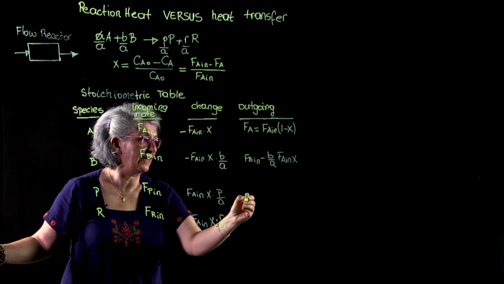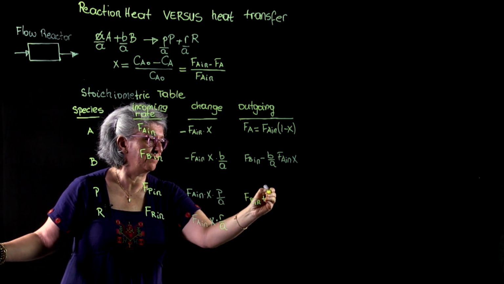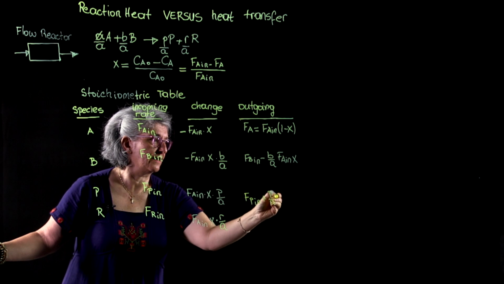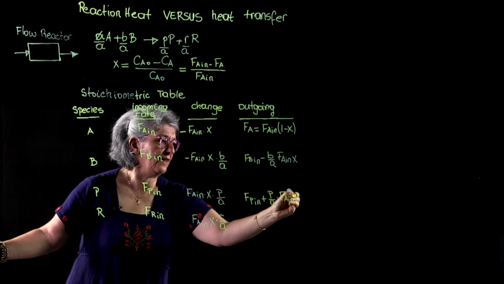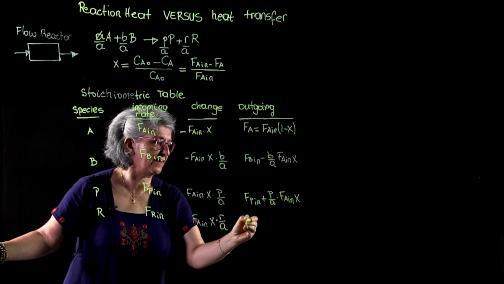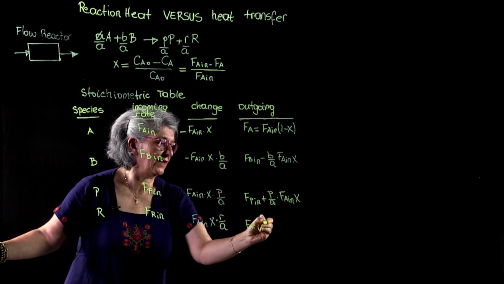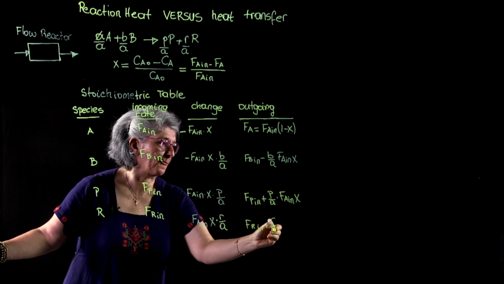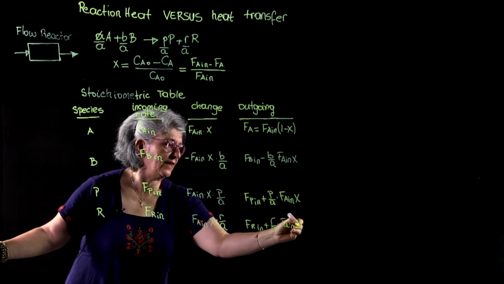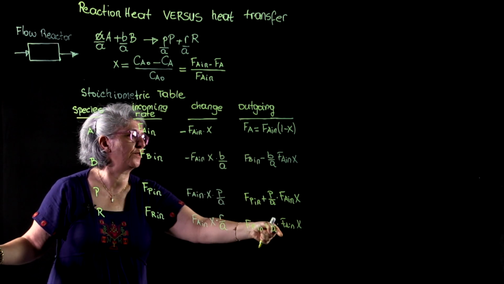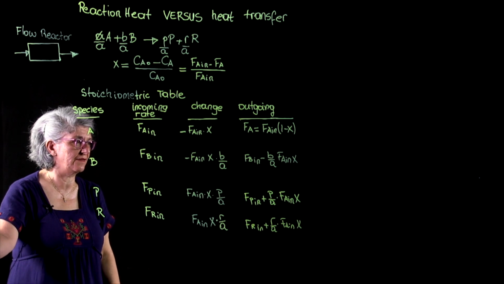So this is FP in plus P over A times FA in times X, and this is FR in plus R over A times FA in times X. Remember, notice that we all have FA in times X terms here.